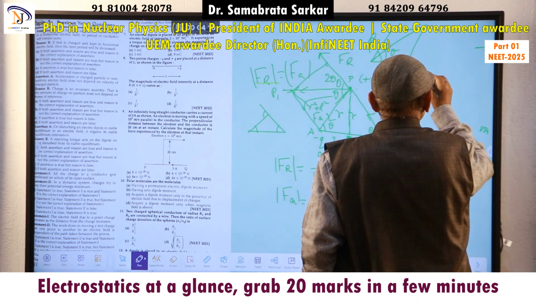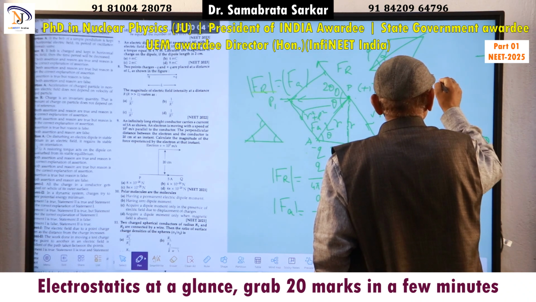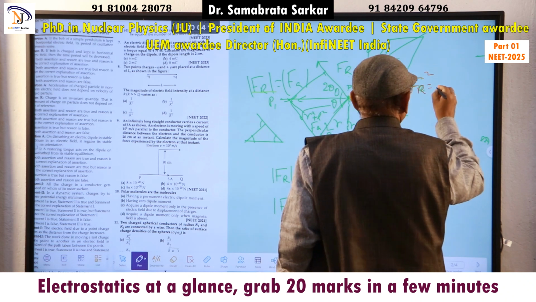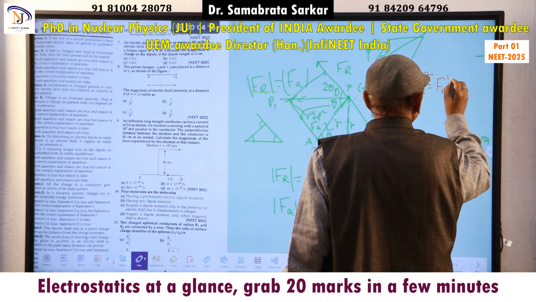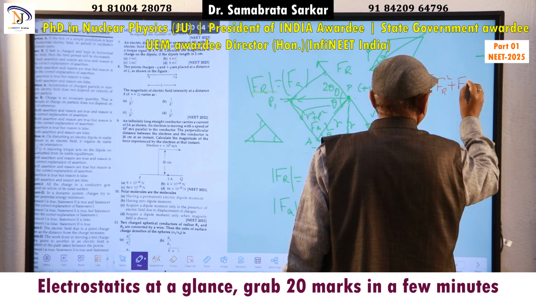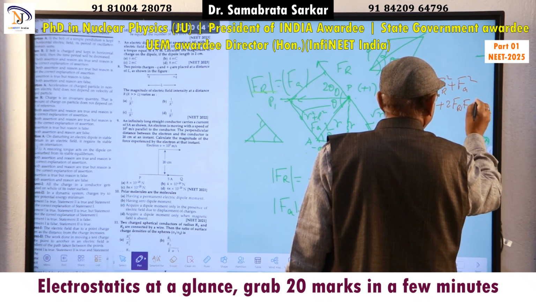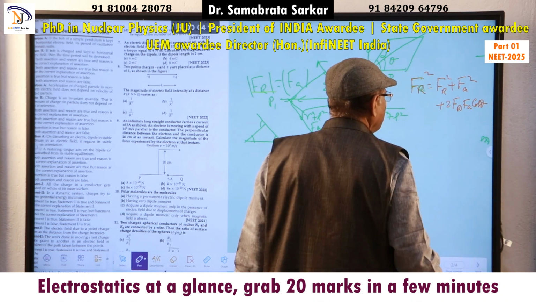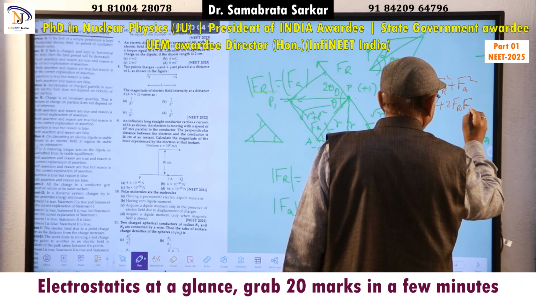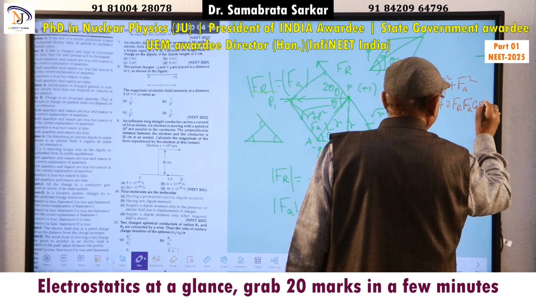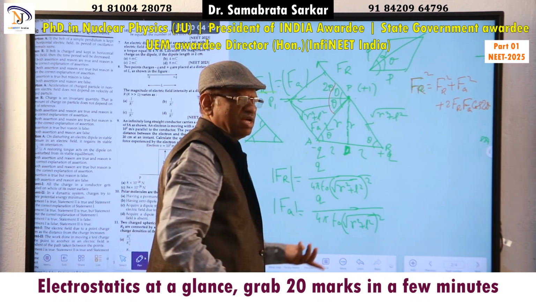And what can you write? This one is equal to what? F_R squared plus F_A squared plus twice F_R F_A cos of, not theta, but cos of 2 theta. This is 2 theta, okay?